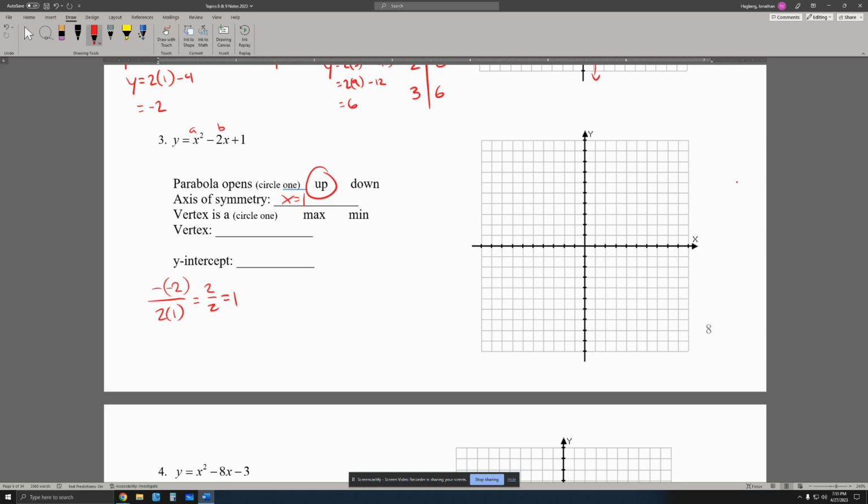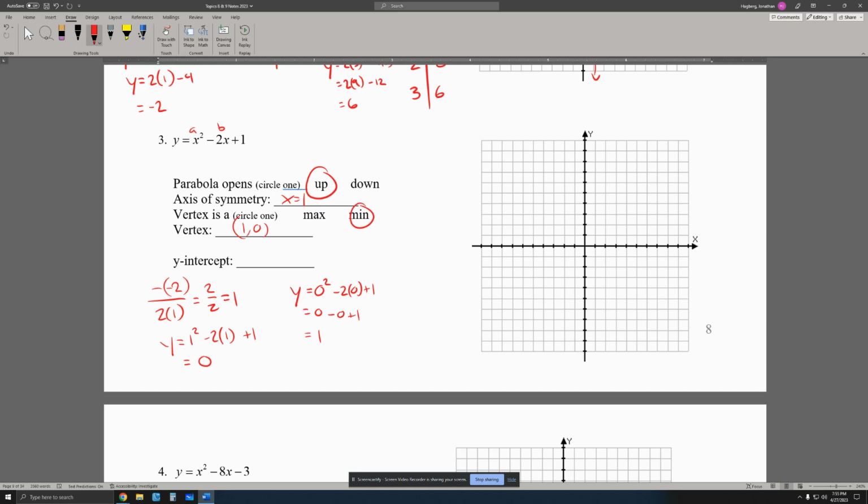Axis of symmetry is, again, going to be x equals 1. The vertex, if we plug in 1 here, we have y is equal to 1 squared minus 2 times 1 plus 1. 1 minus 2 plus 1 is equal to 0, so the vertex is 1, 0. This vertex is a minimum because this graph opens up. The y-intercept, if we plug in 0, so y equals 0 squared minus 2 times 0 plus 1, this is equal to 0 minus 0 plus 1, or just 1.